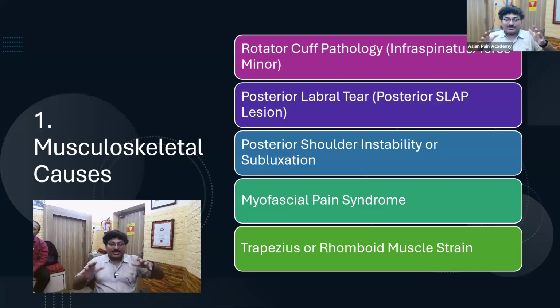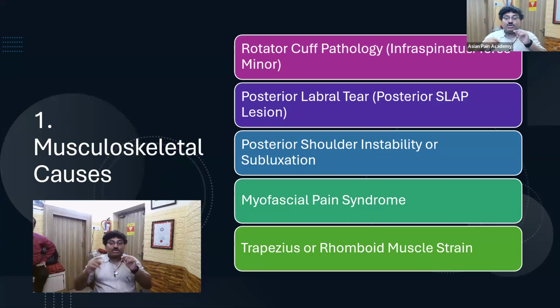Now, if we look at the musculoskeletal causes, first of all, it will be the rotator cuff causes. So what are the rotator cuffs involved there? Definitely the rotator cuff on the posterior side, they are mainly the teres minor and the infraspinatus. So similar to partial tear, tendinitis, tendinopathy, full thickness tear, calcific tendinopathy, everything is possible in the posterior rotator cuff tears as well.